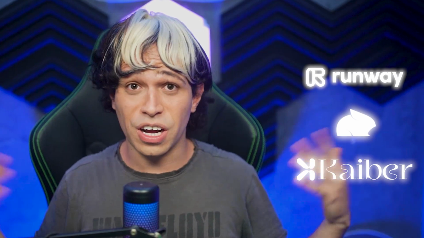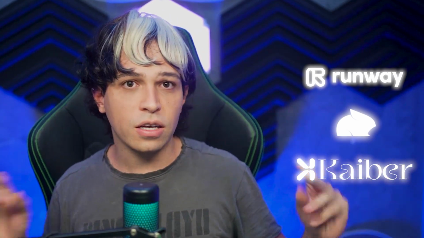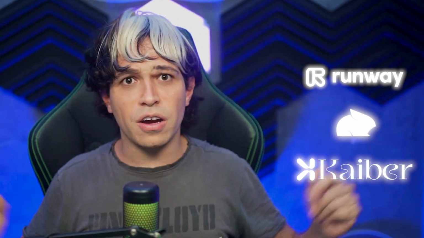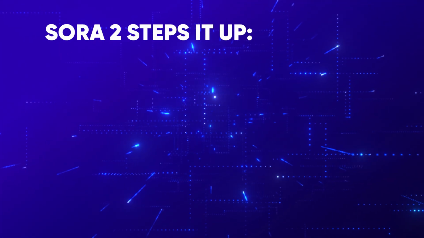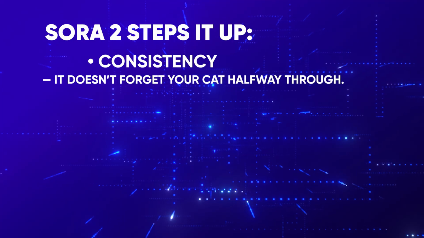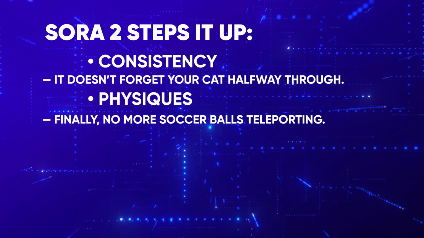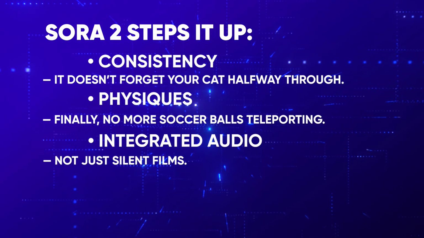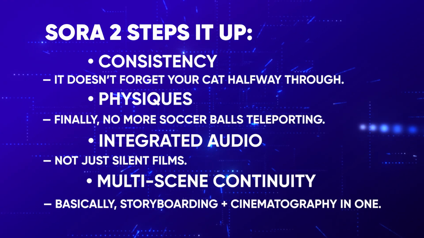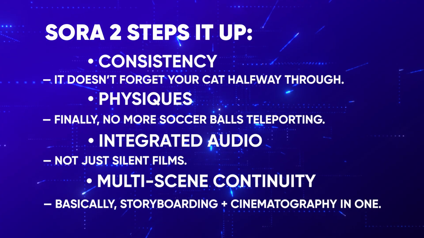Now, if you've tried other AI video tools like Runway, Pika, or Kaiber, you know the drill. Cool for TikToks, memes, and quick concept art, but not exactly replacing Pixar. You often get weird morphing hands, floating objects, or backgrounds that can't sit still. Sora 2 steps it up. Consistency. It doesn't forget your cat halfway through. Physics. Finally, no more soccer balls teleporting. Integrated audio, not just silent films. Multi-scene continuity. Basically, storyboarding plus cinematography in one.